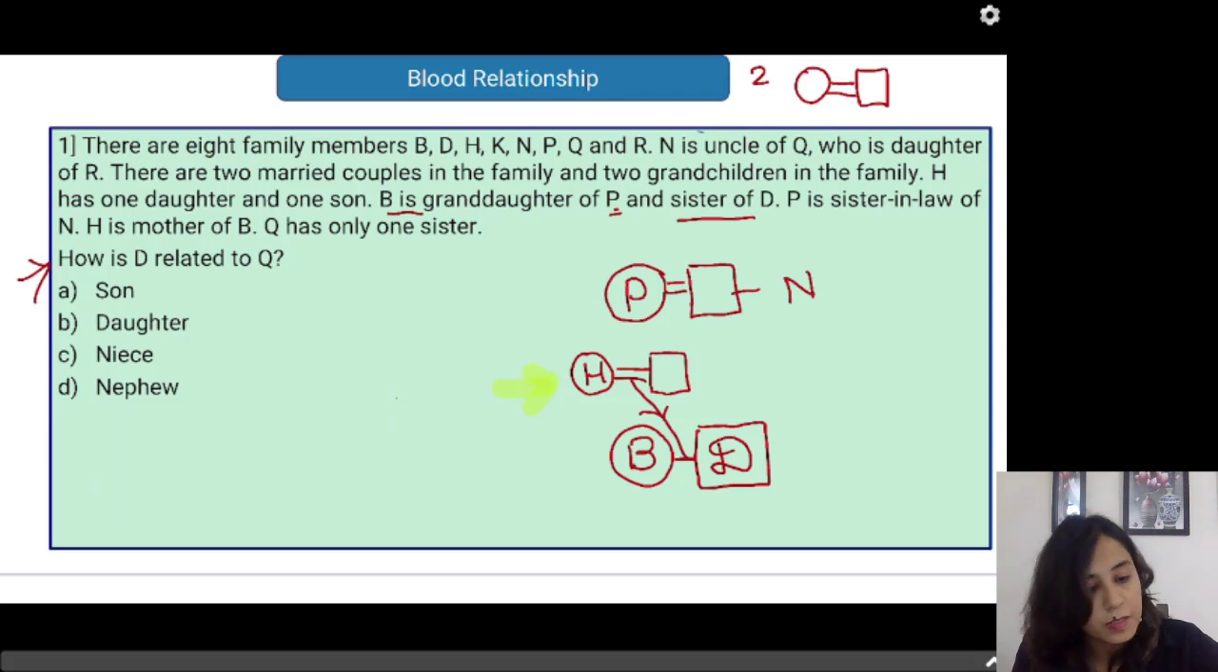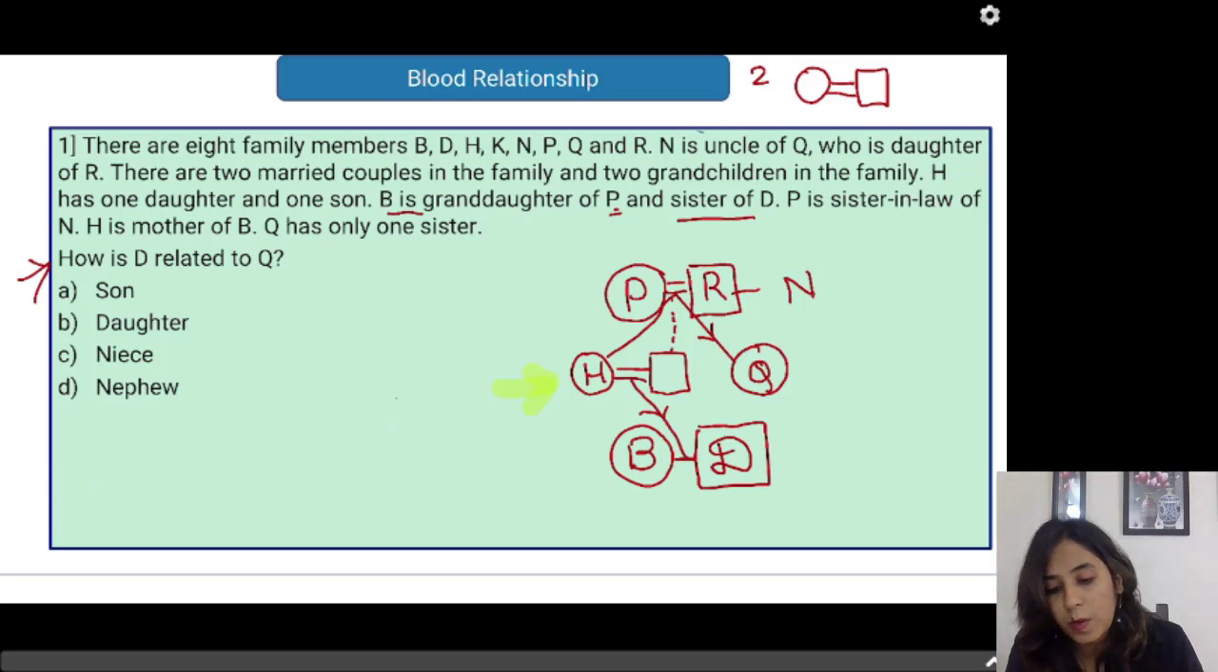Are we given any other information? N is the uncle of Q, who is the daughter of R. So we have Q here, who is the daughter of R. So this guy has to be R, and this is his daughter, and this can be either his other daughter or then this can be his son. We are not given anything about it.